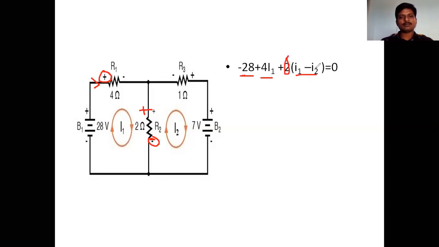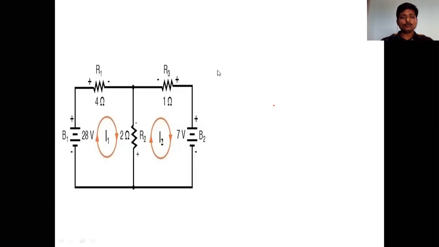Why are we writing I1 minus I2 instead of I2 minus I1? Because we have an assumption that whenever we are applying KVL at loop 1, we have to assume that I1 is greater than all other mesh currents. Therefore, the resultant current will be I1 minus I2. This is how we get the equation. So let us take this as equation 1.